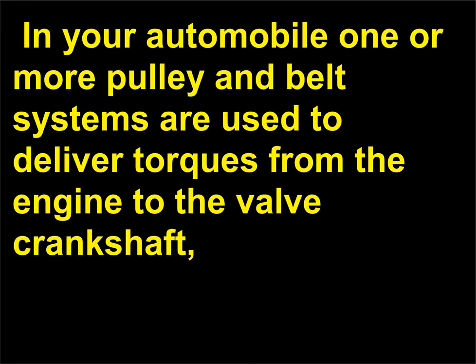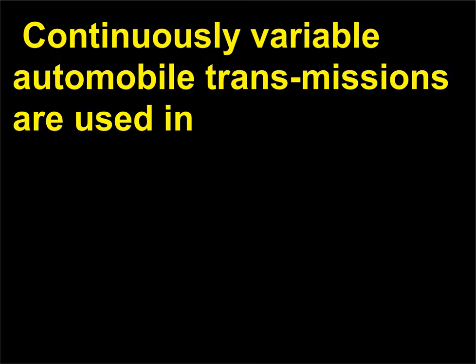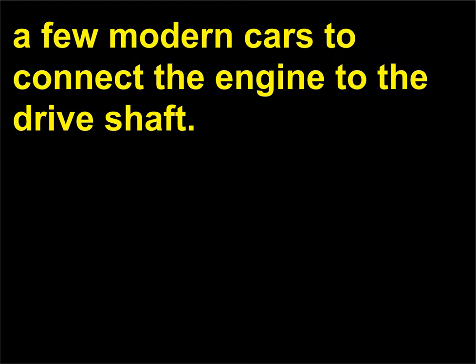In your automobile, one or more pulley and belt systems are used to deliver torques from the engine to the valve crankshaft, the water pump, the air conditioning compressor, and the alternator. Continuously variable automobile transmissions are used in a few modern cars to connect the engine to the drive shaft.